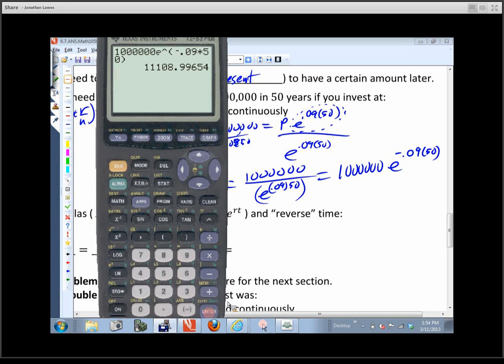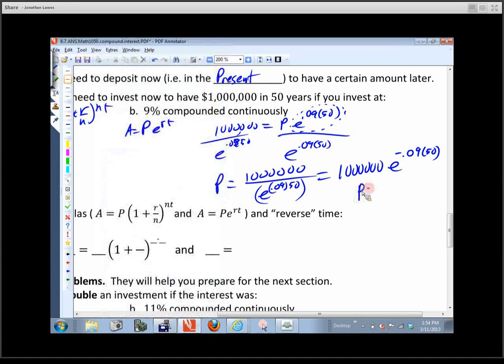Whoa. This says P equals 108 point what? 99. $11,100. So, on average, no guarantees in the stock market, but if you could come up with about $11,000 today, put it in the stock market and let it sit there for 50 years, you're going to have $1 million.